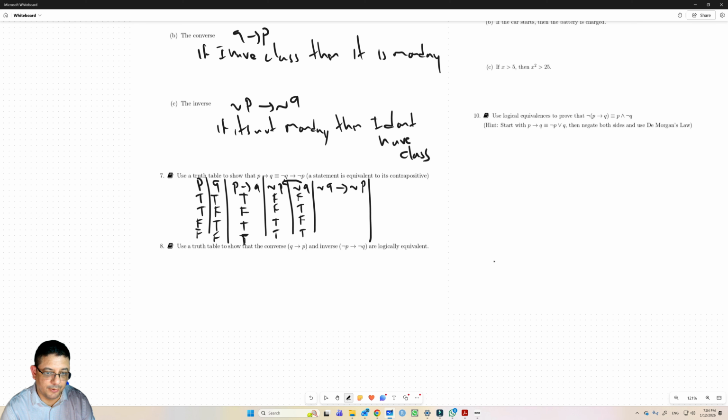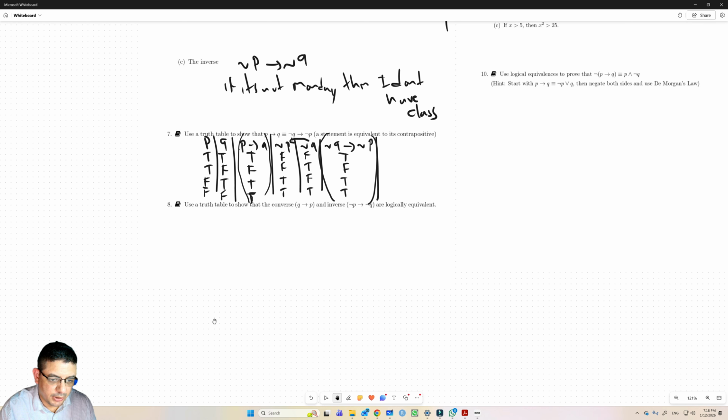So false implies false is true. True implies false will be false. False implies true is true, and true implies true is true. Now notice that P implies Q and negation of Q implies negation of P have the same truth values in the column, so we can say that they're equivalent.